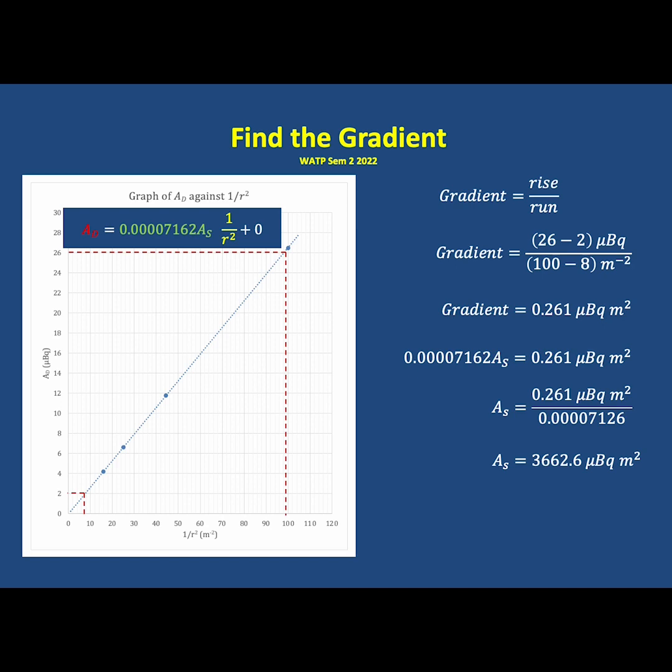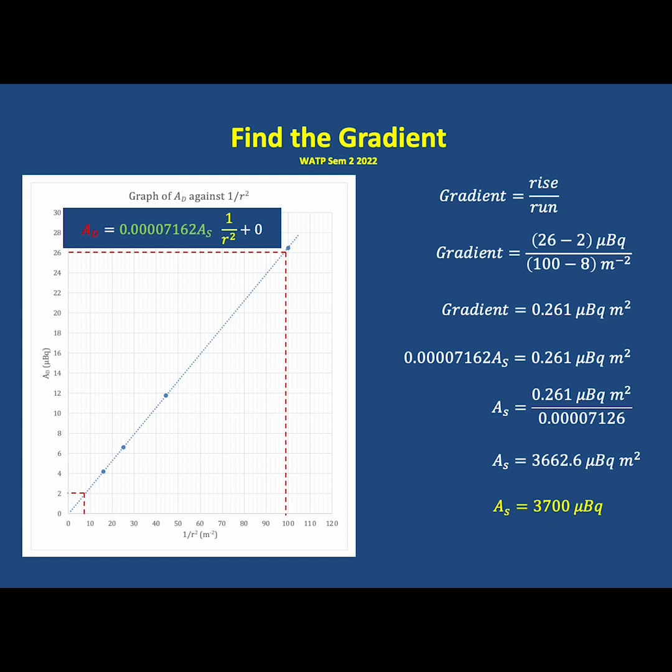Remembering that a subscript s is the activity at the source, the total activity from the radioactive material, we find that it's equal to 3,662.6 microbecquerels meters squared. The last thing we do is we give our final answer, seen here in yellow. The activity at the source is equal to 3,700 microbecquerels.